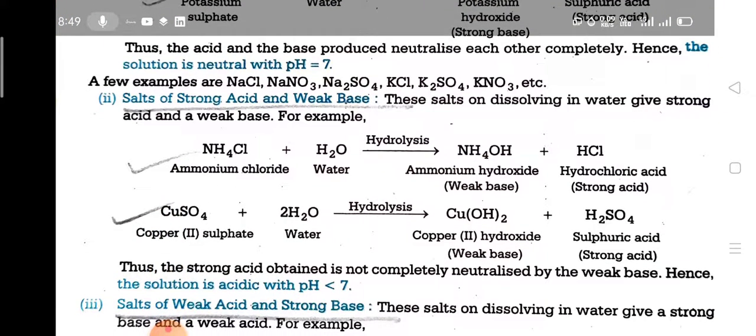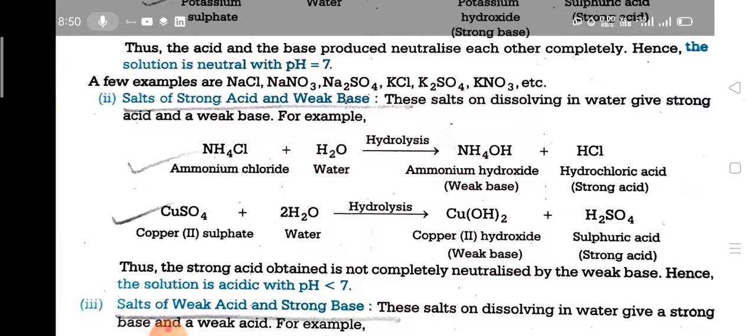Now the acid and the base produced neutralize each other completely, hence the solution is neutral with pH equal to 7. So whenever the acid and base are both strong, they will produce pH equal to 7. But if the acid is strong in comparison to the base, then the pH will be less than 7, and whenever the solution is a little more basic, then the pH will be greater than 7.